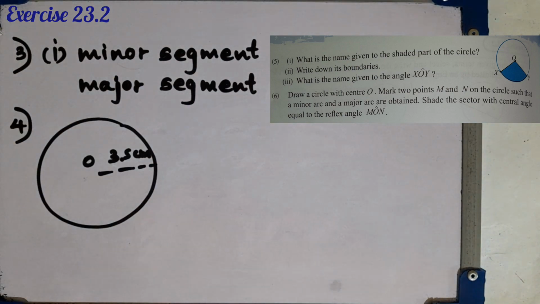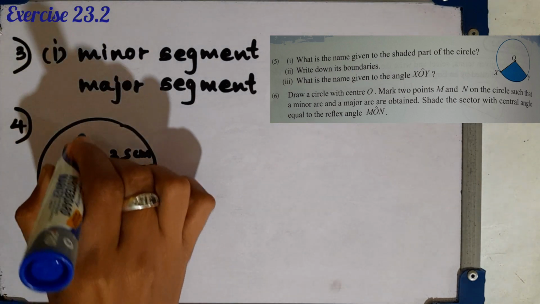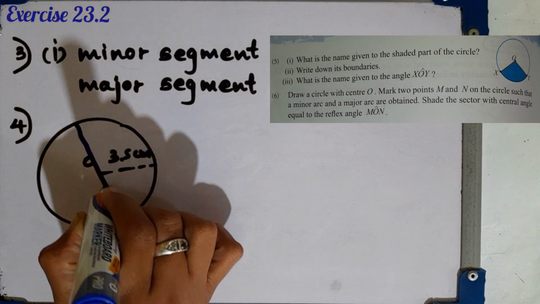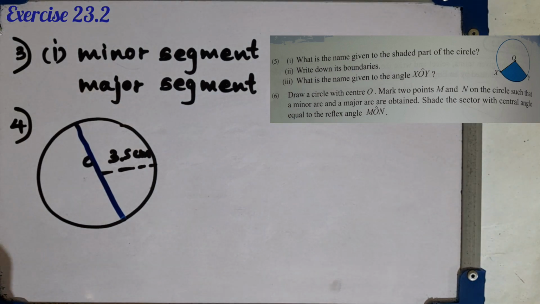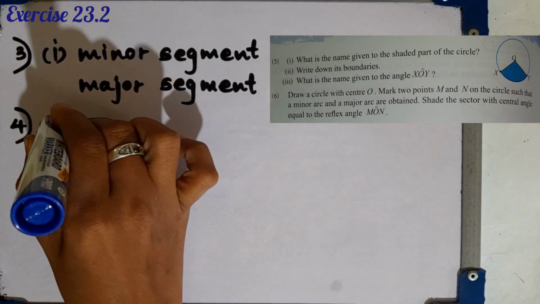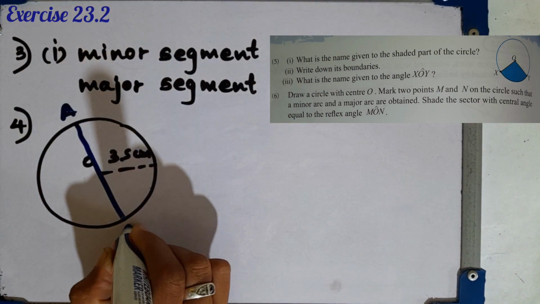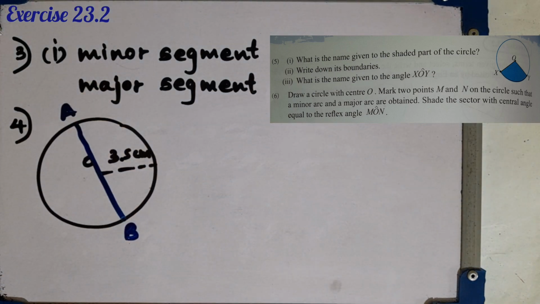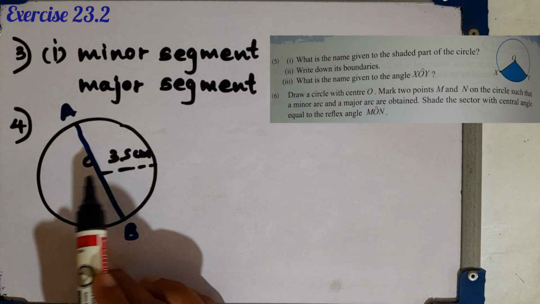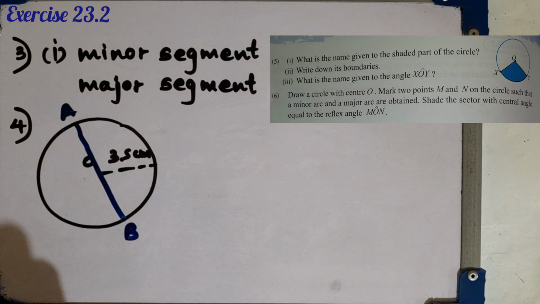I'll use another color. I can draw a chord AB through O like this. This is the chord AB. Then what can you say about the two segments you get? There are two segments, but the two segments are equal in size.